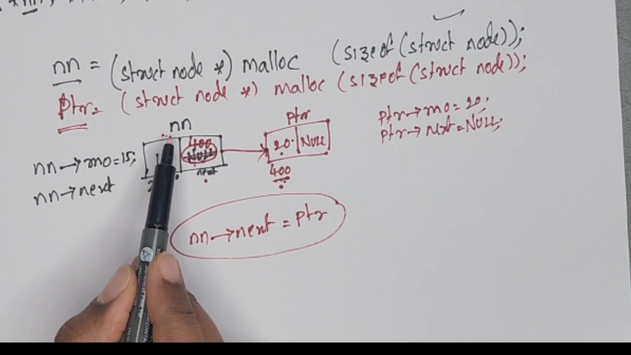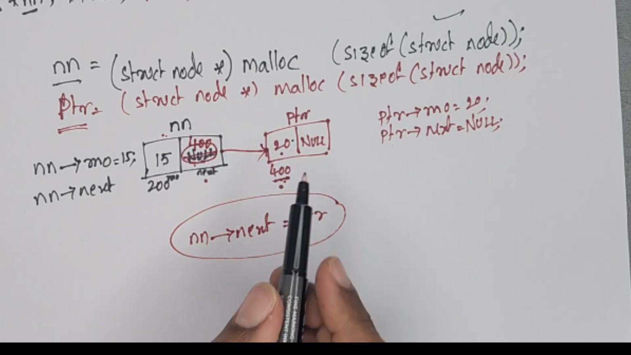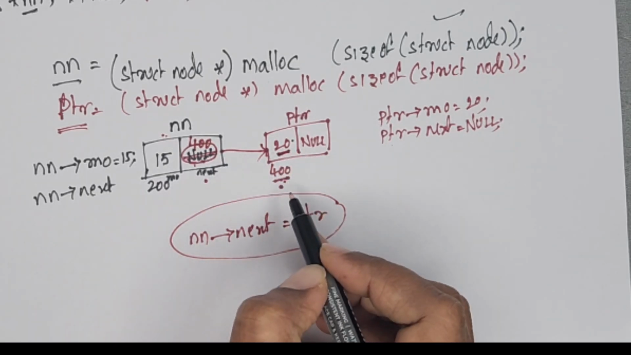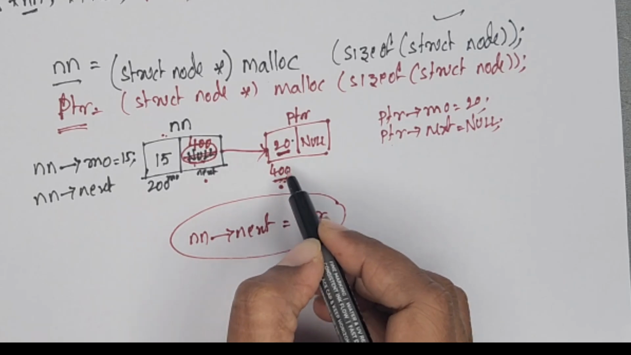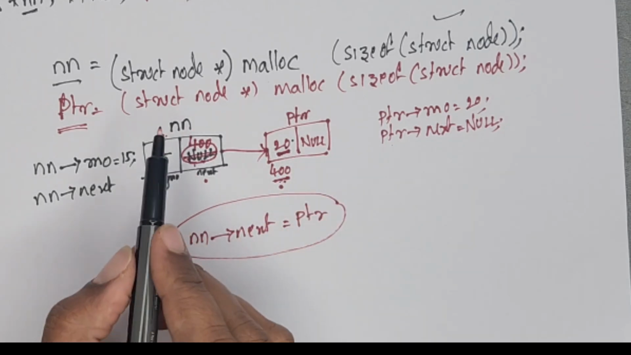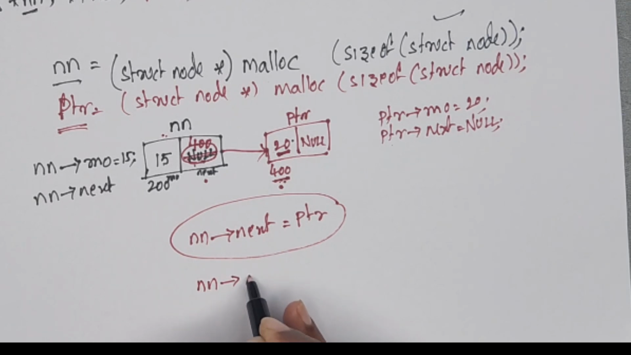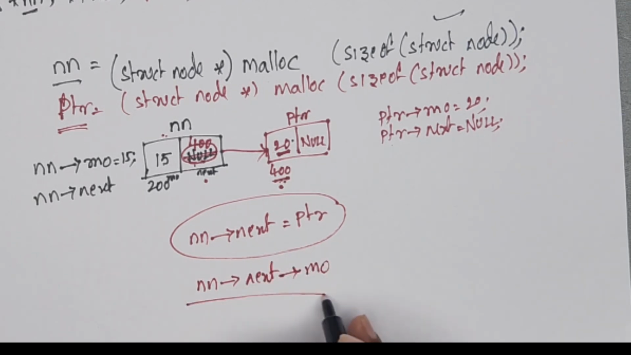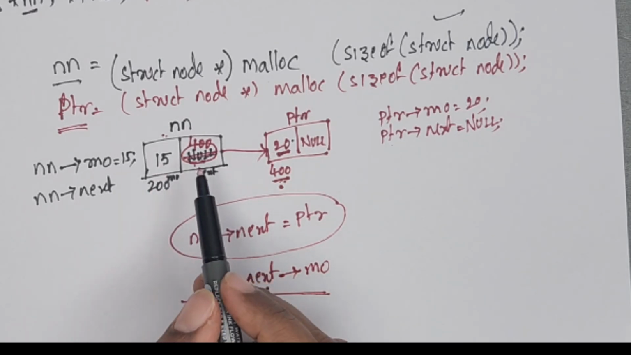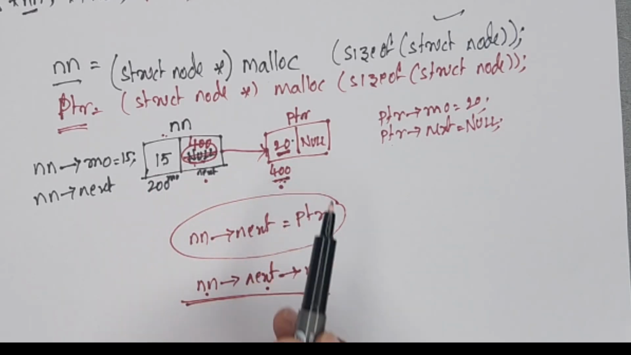Like this, you can access the next element. For example, if you want to access the 20, 20 means ptr of roll number. nn of next is 400. See, nn of next is 400, and 400's roll number is 20. That is, nn of next of roll number. Like this, you can access the next element also.